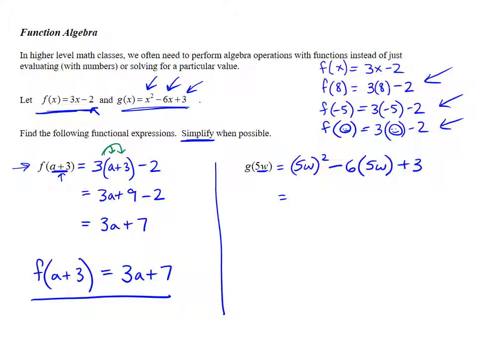So the 5w is squared. 5 times 5 is 25, w squared. 6 times 5 is 30, so I'm going to have negative 30w, and then plus 3. Now in this case, there's nothing else I can collect. So remember how I said sometimes it ends up being a little simpler? In this case, all I got when I took g of 5w is this statement, 25w squared minus 30w plus 3. Even though the setup is a little harder, there's not as much to calculate because I can't without knowing what w is. So again, we're using algebra within the function as an input.